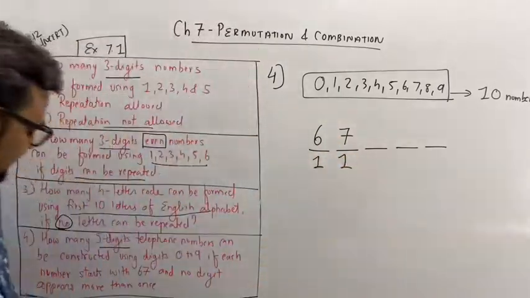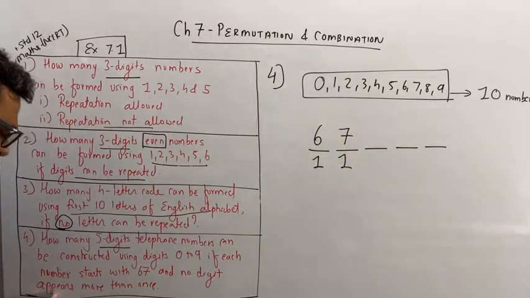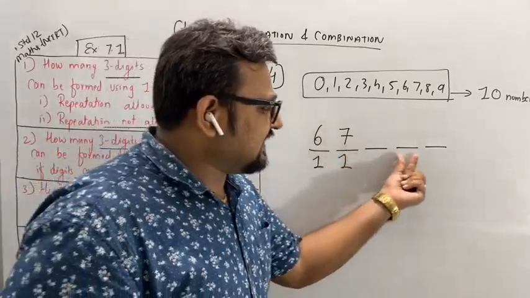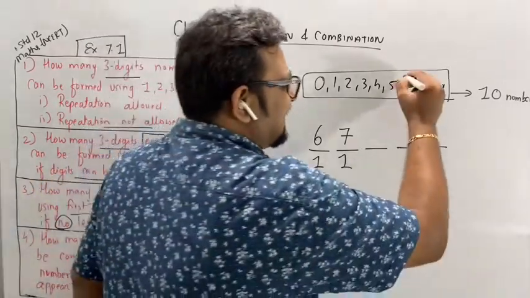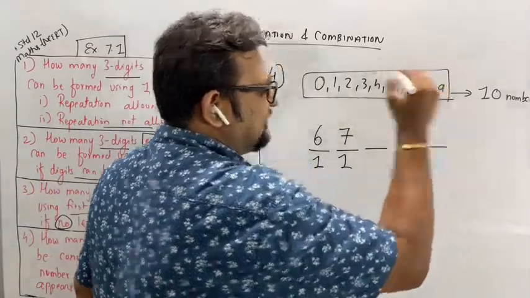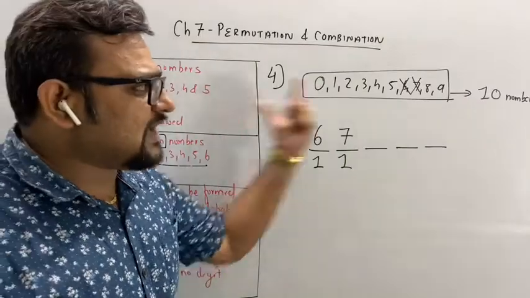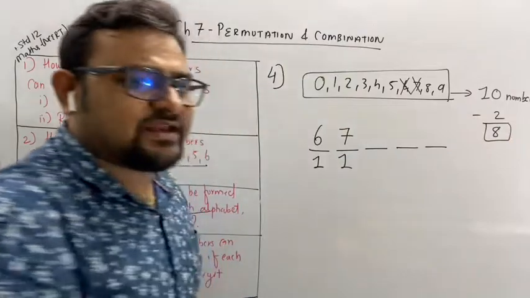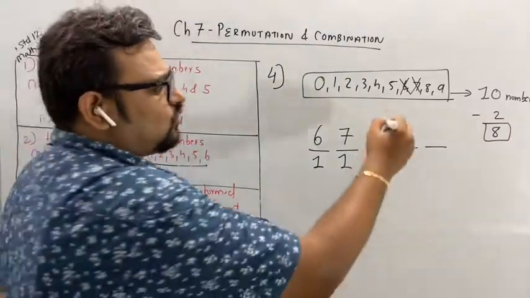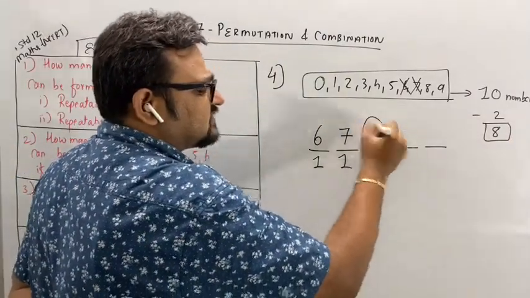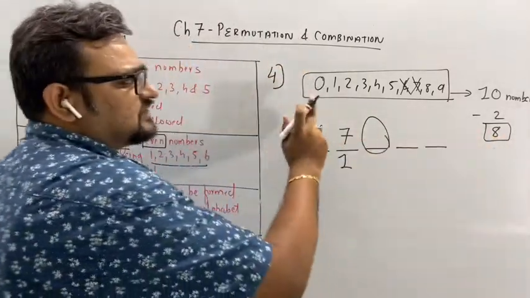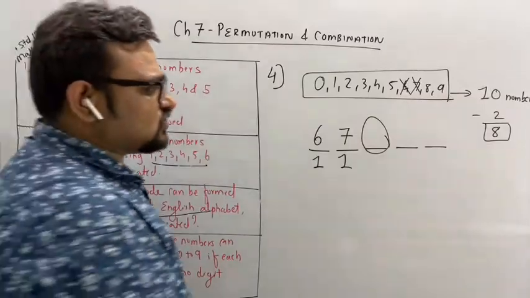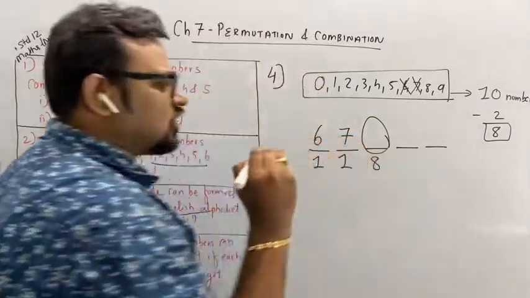I can put only 7. Now see here it is given that no digit appears more than once. Means I cannot put 6 or 7 at any of these three places. So let's cancel 6 and 7. So now how many am I having? 10 minus 2, I am having 8 numbers. Now, when I am selecting this place, how many options can I have? 8. 0, 1, 2, 3, 4, 5, 8, and 9.